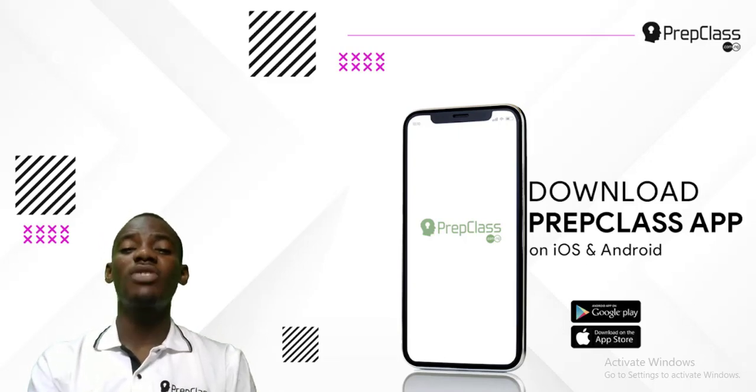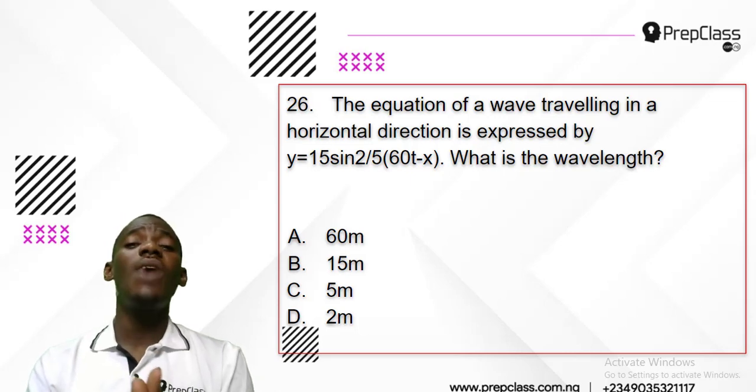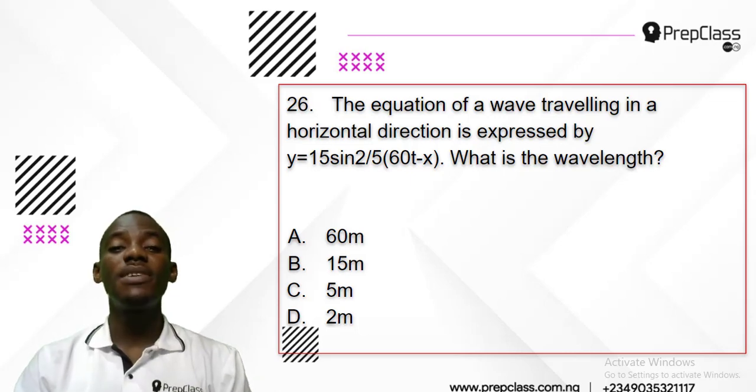Now let's get to number 26. The equation of a wave traveling in a horizontal direction is expressed by this equation: y equals 15 sine 2 over 5 root 60 t minus x. What is the wavelength?